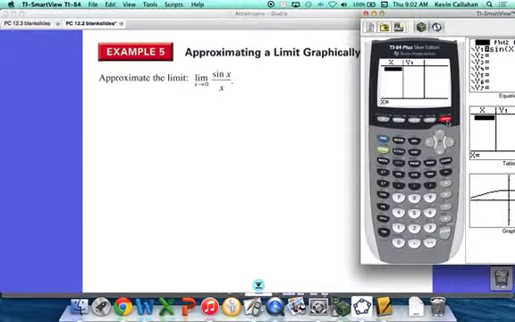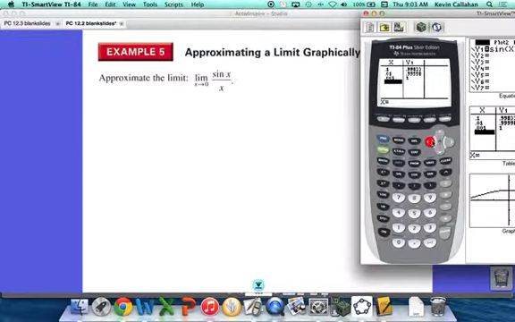Second table. Right? And let's see what happens if I go 0.1. I'm approaching from the right. 0.998. How about 0.01? 0.99998. 0.001. And now it's just rounded. I think if I went over into the margin, it's actually 0.9999999. Can we tell what it's approaching? It looks like it's approaching 1.